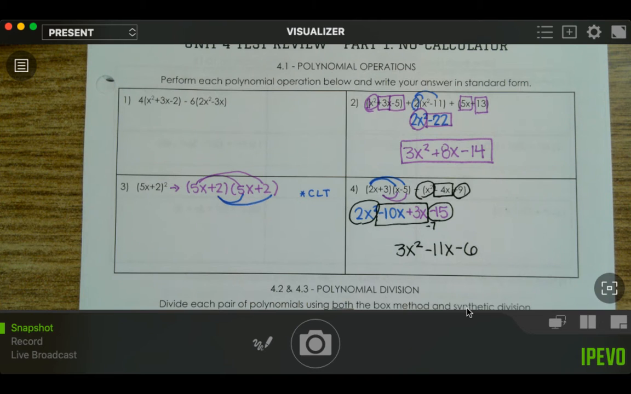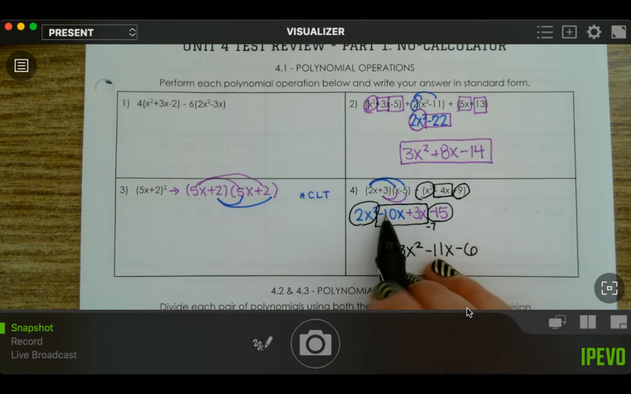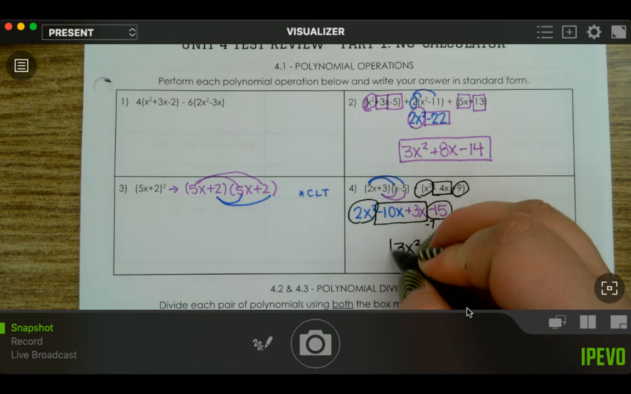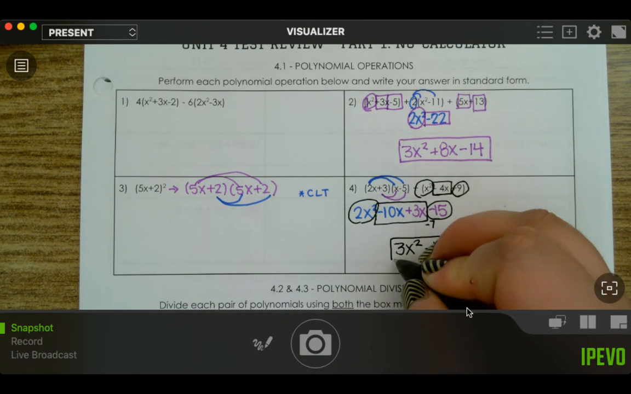One reason why I circle mine like this is because now I've made sure that all of these terms and all of these terms were included somewhere. So I didn't miss anything.